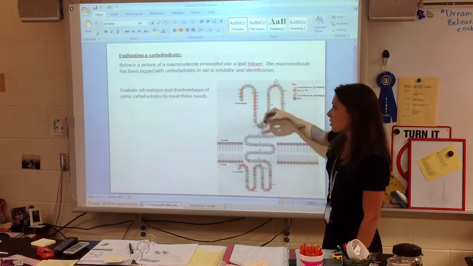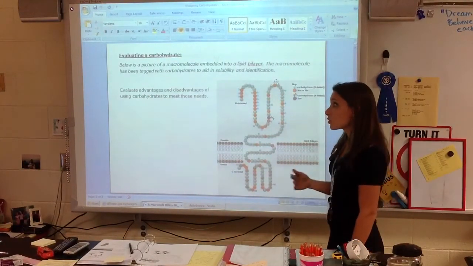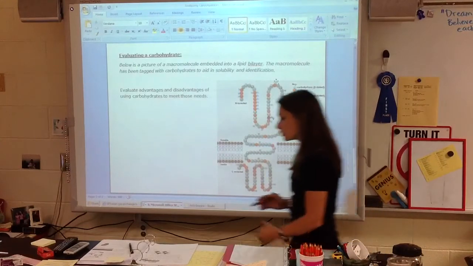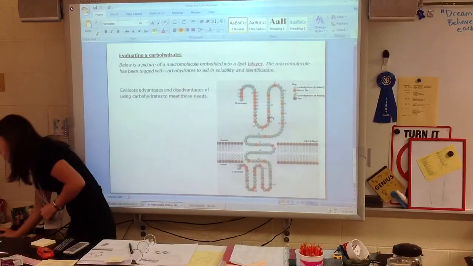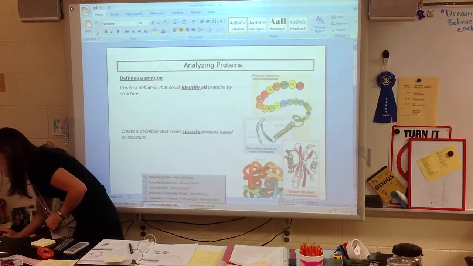But we can throw these carbohydrates on to make even more diversity. So that was our carbohydrate that we wanted to know about.